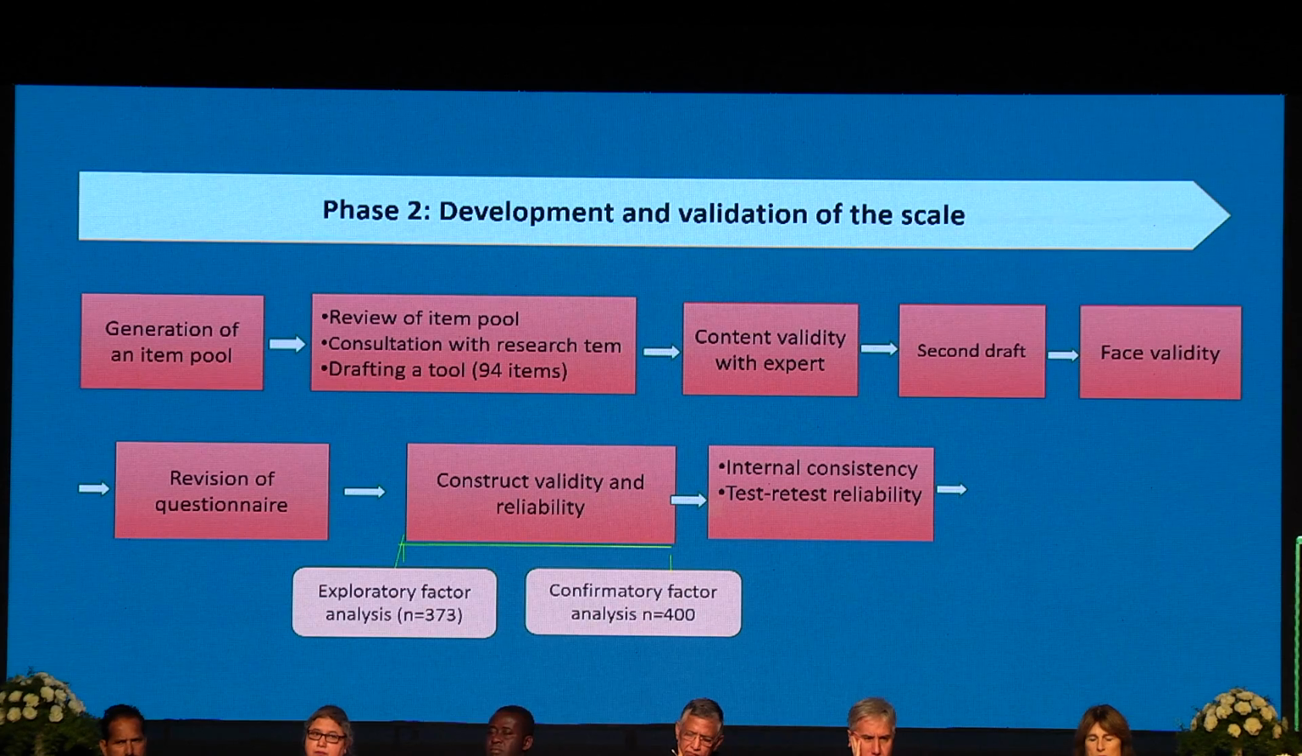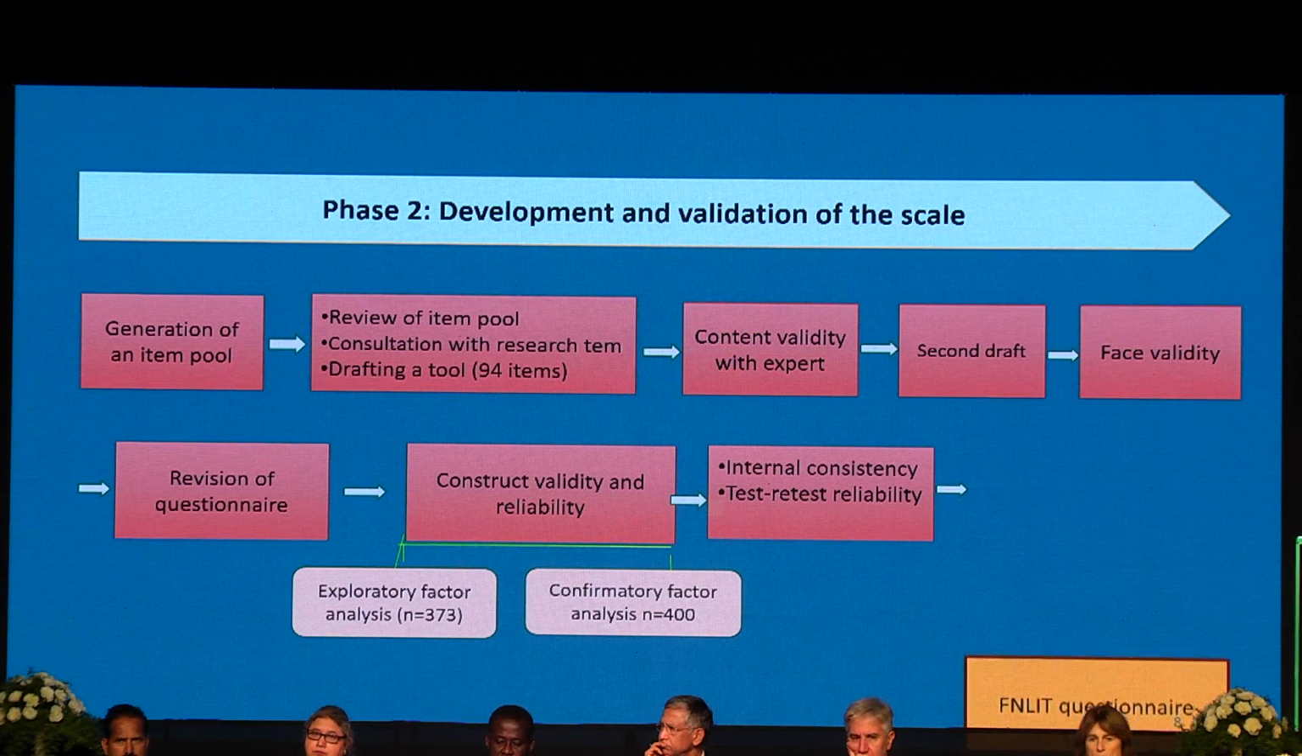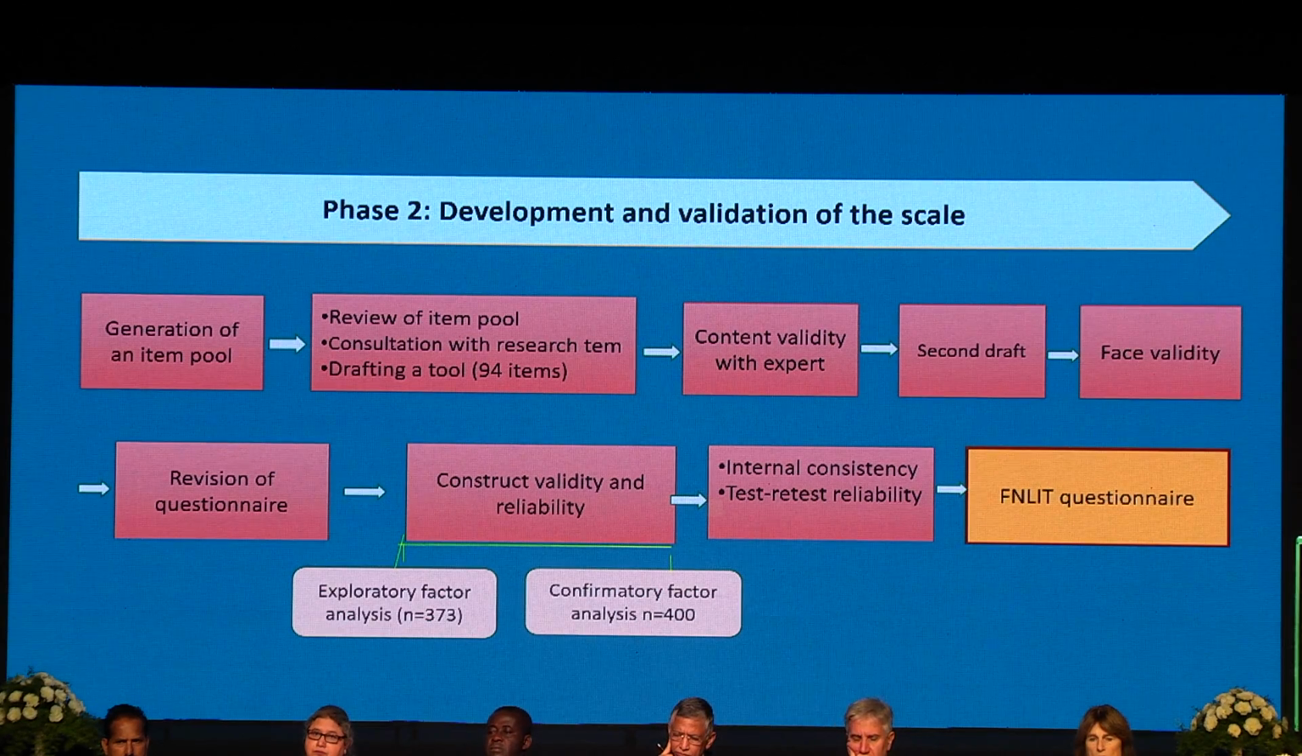In the second phase, we used this item pool and developed a 94-item questionnaire, which then went through content validity by the experts and face validity by experts and students. Then we applied it among a group of students for construct validity. First, exploratory factor analysis was done to learn about the constructs and see how they aligned with the main model. Then we did another study for confirmatory factor analysis to make sure the construct is approved when applied to a different group of the population. We also did internal consistency and test-retest reliability tests to make sure that in different applications of the questionnaire, we get similar results. At the end, we had a 49-item food and nutrition literacy questionnaire.